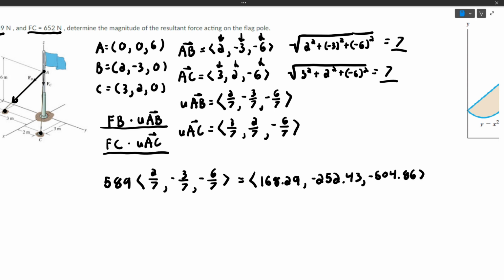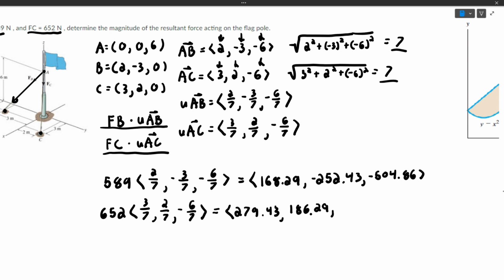And then we do the same thing for the unit vector of AC, where we take our force C, which was 652, times our 3 over 7, times our 2 over 7, negative 6 over 7. And then we calculate, once again we multiply it out, and we get 279.43, 186.29, and negative 558.86. So now we have our two force vectors.